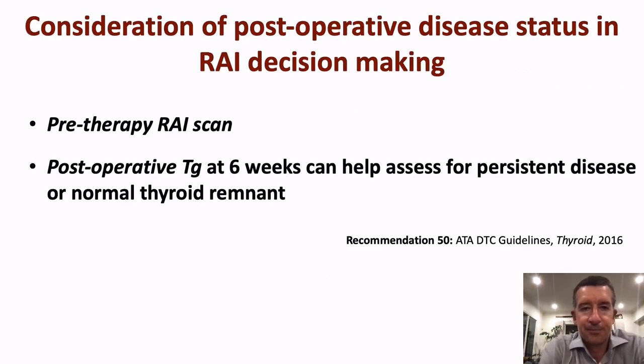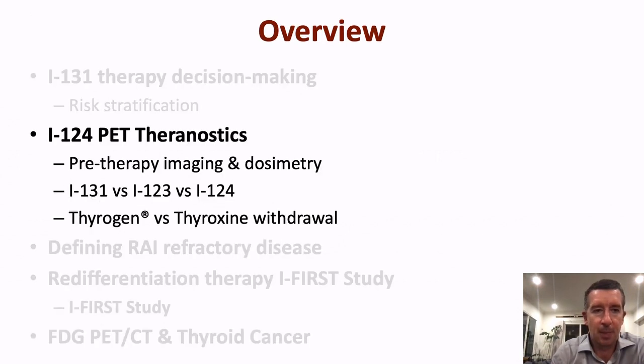The two main methods that we have at our disposal are the use of a pre-treatment radioactive iodine scan, which I'll elaborate on in coming slides, but also I'd draw your attention to the role of a post-operative thyroglobulin measured at 6 weeks following surgery, which can help to assess for either persistent disease or a normal thyroid remnant, and risk stratify the use of radioactive iodine.